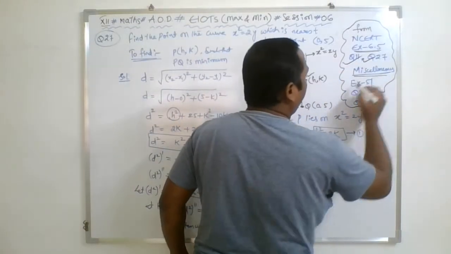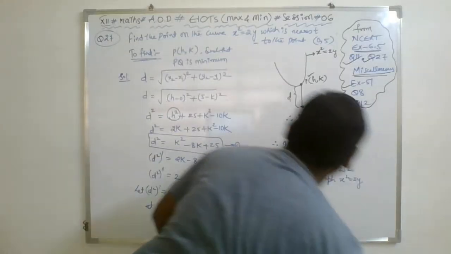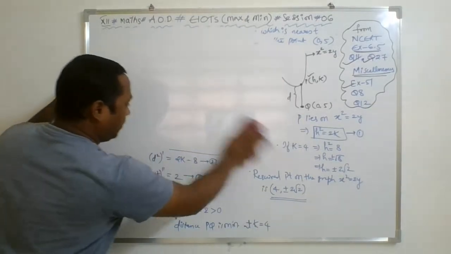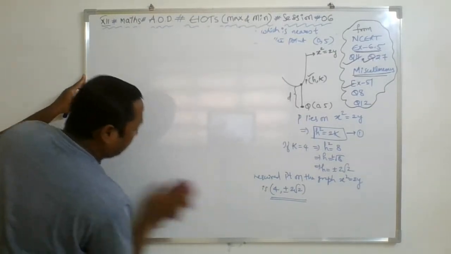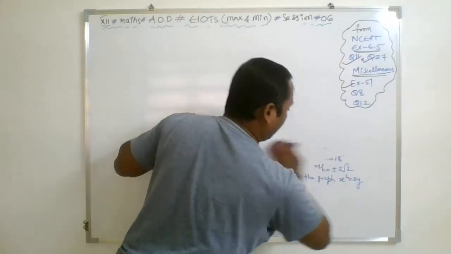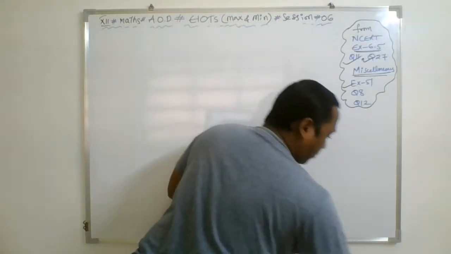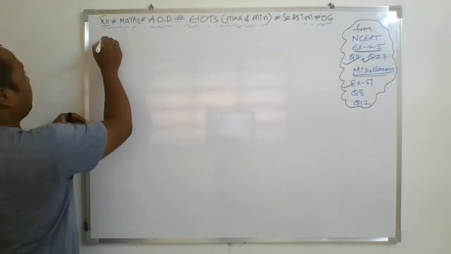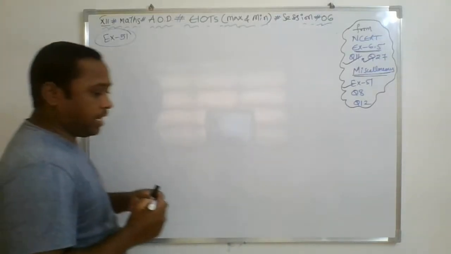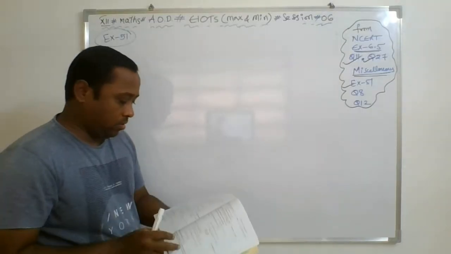So two questions are over. Now we are moving to example 51. What is there in example 51? Let's have a look at this.